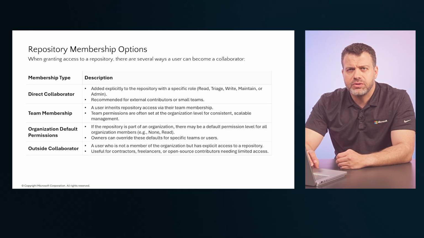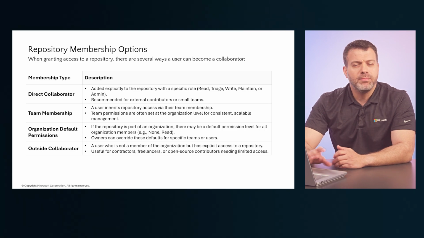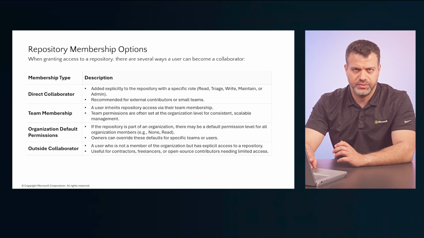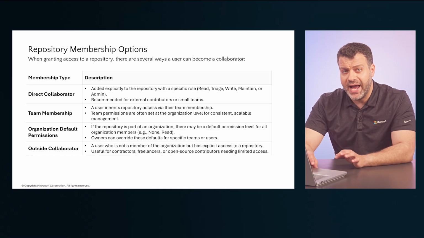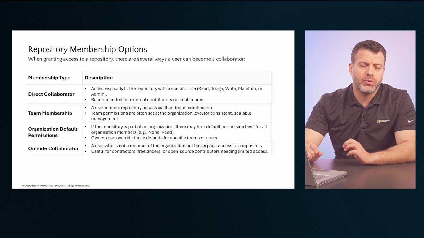Outside collaborators are also non-members, like a contractor. They will be able to access specific repositories, but they will not join the organization. So choose the right access method based on the scale, security, and collaboration needs.